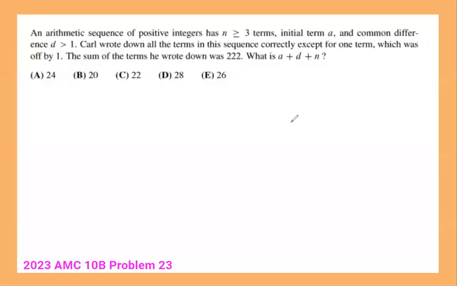Okay, welcome back. So we have number 23 now. It's about a sequence. An arithmetic sequence. We are given a number of terms n which is larger than or equal to 3, and the initial term is a, and the common difference d is at least more than 1. The sum of those numbers is given as 222 plus or minus 1. Based on that, what would be the sum of those three letters?